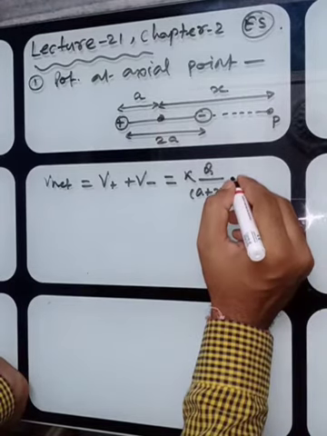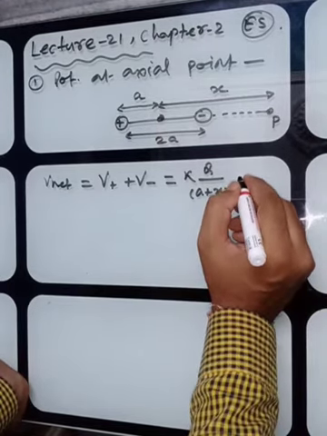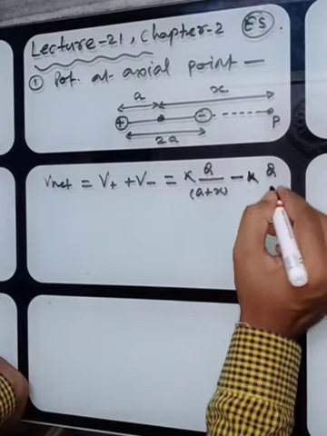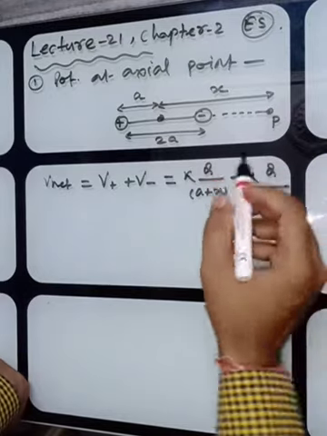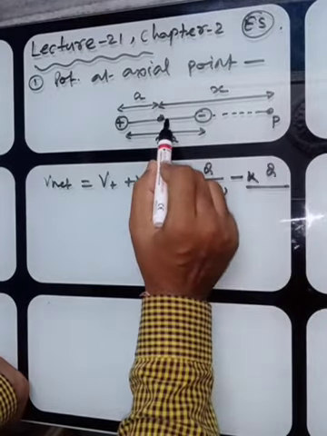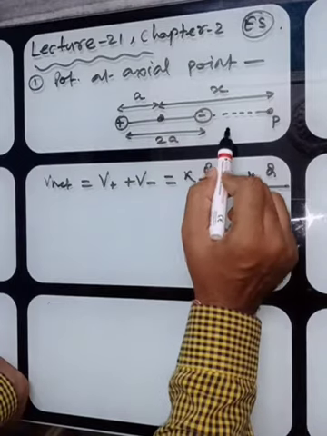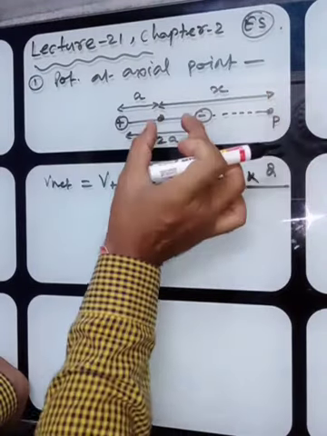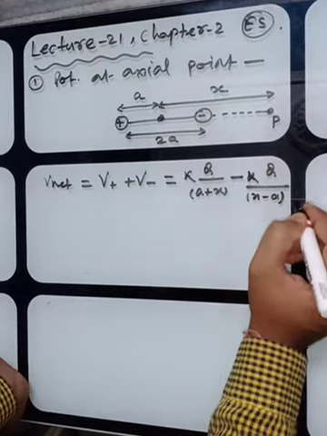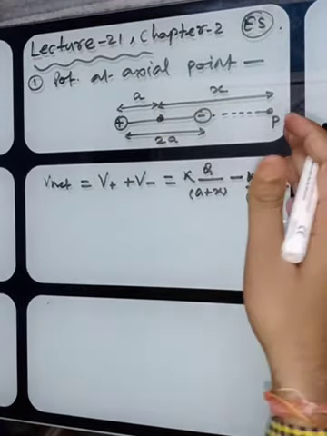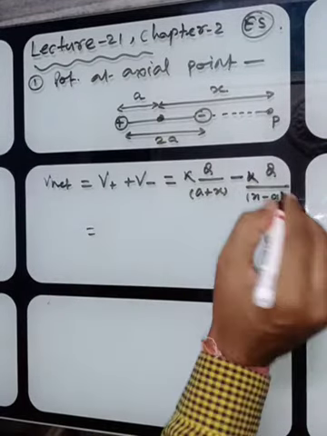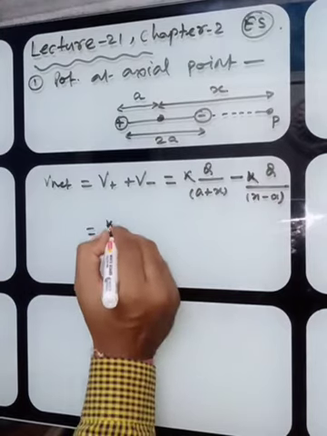Now plus, for the negative charge, we'll use the sign, so it is minus kQ over the distance. For the negative charge, the distance will be, since it is x and this is a, how much? x minus a. That's it, it's completed. Now you have to do a simple mathematical calculation. kQ is common.